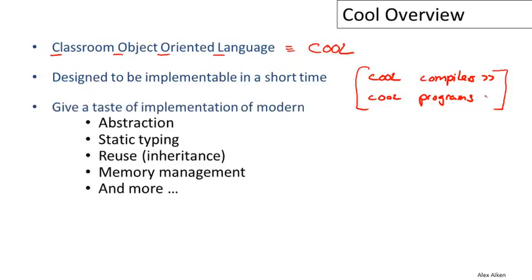So what is in the language? Well, we've tried to design it so that it will give you a taste of modern notions of abstraction, static typing, reuse through inheritance, automatic memory management, and there's actually a few more things that we'll talk about when we come to them. But many things are left out. We're not going to be able to put everything in the language and have it be implementable quickly. We'll be able to cover some things in the lectures, but unfortunately there'll even be some interesting language ideas that we won't be able to get to in this class.